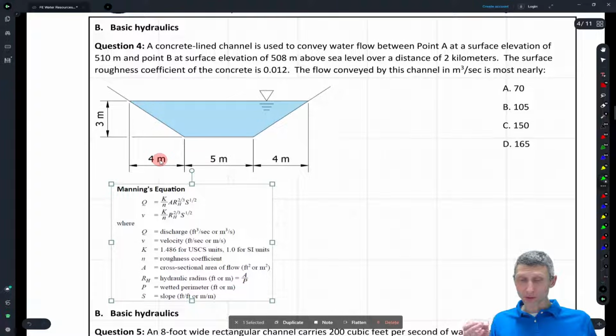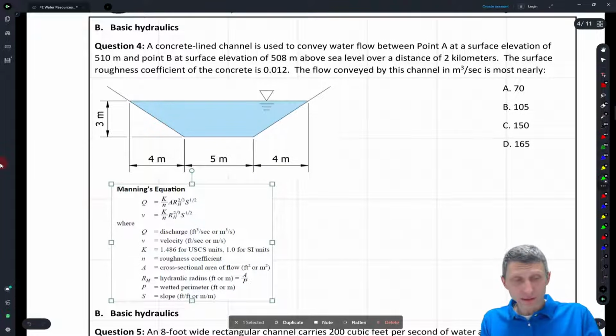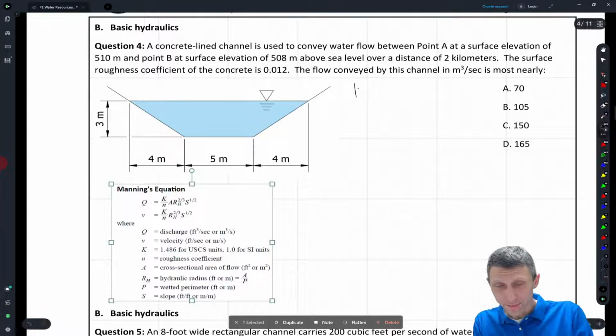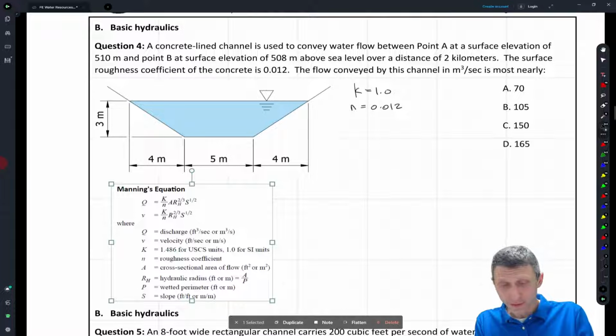We know this k value depends on whether we're using imperial or SI units. We're using SI units, so this is going to be 1.0. What else do we need? We need A, the area of this thing. We need R_H, the hydraulic radius of it, and then we need the slope. So let's work through each of those pieces. We know that k equals 1.0. We know n equals 0.012. What's next? We're looking for flow, so we're going to need the area.